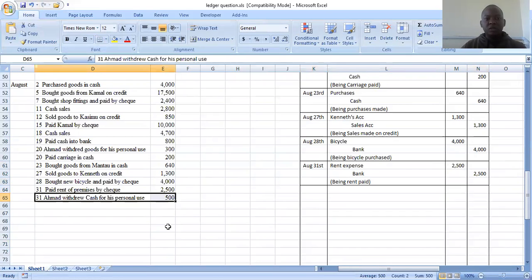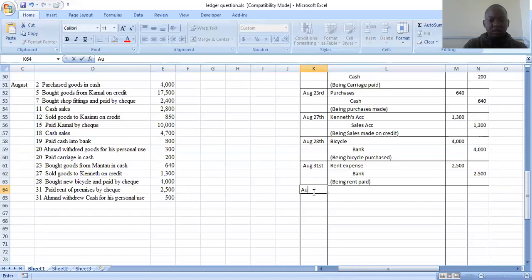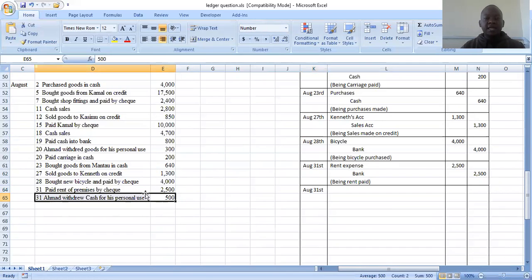That is, Ahmad withdrew cash for his personal use on 31st of August. So the two accounts here are drawings and cash. Drawings, being that he has taken goods for his own use, so he has taken them away from the business. Maybe he has taken it to pay his children's school fees. And cash, being that cash has been taken out of the business.